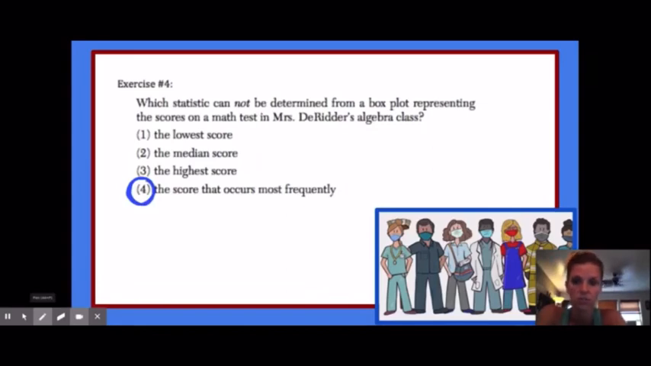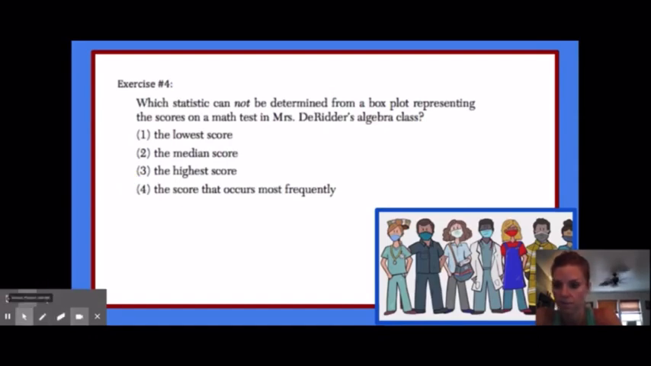That's part of the whiskers. The median is quartile 2, and the highest is the other whisker. You don't see the score that occurs the most often, so the mode.